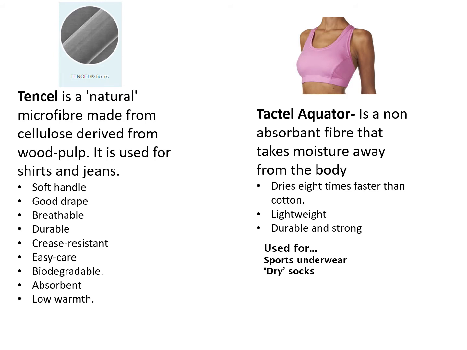Tencel is a regenerated fabric but is also a technical fabric. This is because it is natural because it comes from wood pulp, microfibres also incorporated, and it's used for things like shirts and jeans. It has a very soft handle, a good drape, breathable, durable and crease resistant. It has a lot of combined properties.